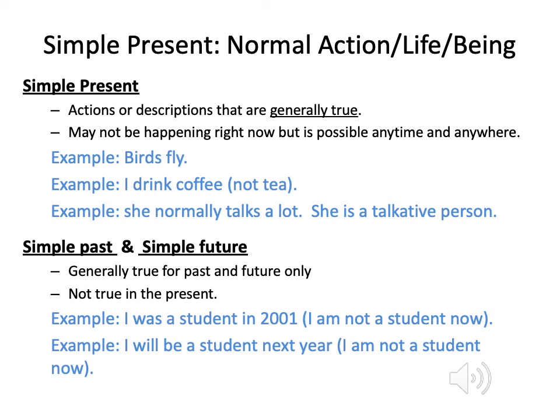Here are some examples of the simple past and simple future for normal action, life, or being. This is generally true for the past and future only, and it is not true in the present. For example, simple past, normal actions, or being actually. I was a student in 2011 or 2001. I am not a student now. Example for the future, I will be a student next year. I am not a student now.